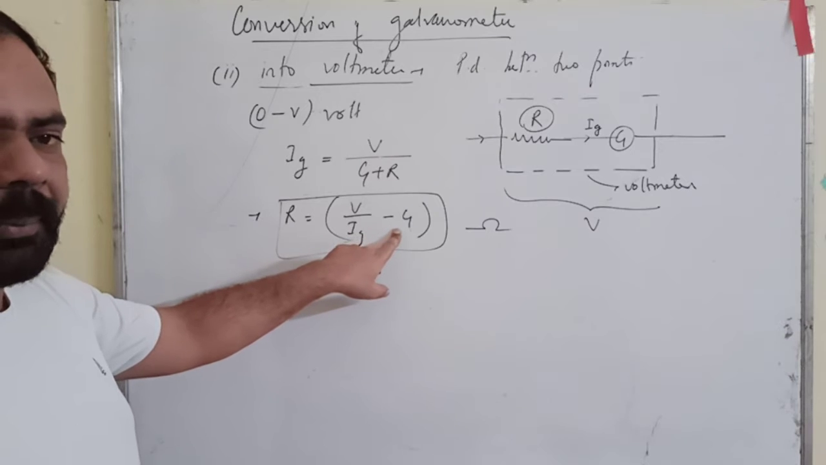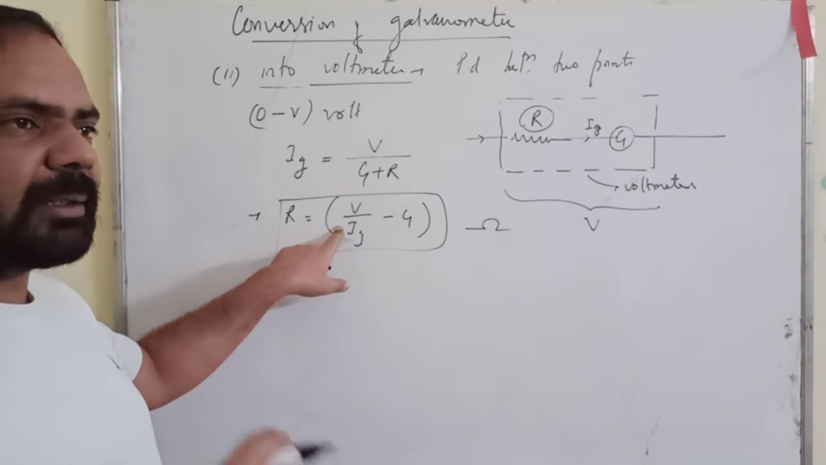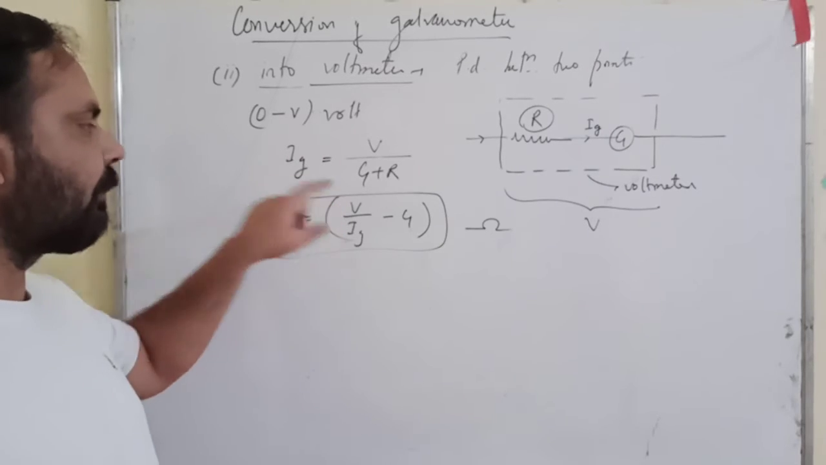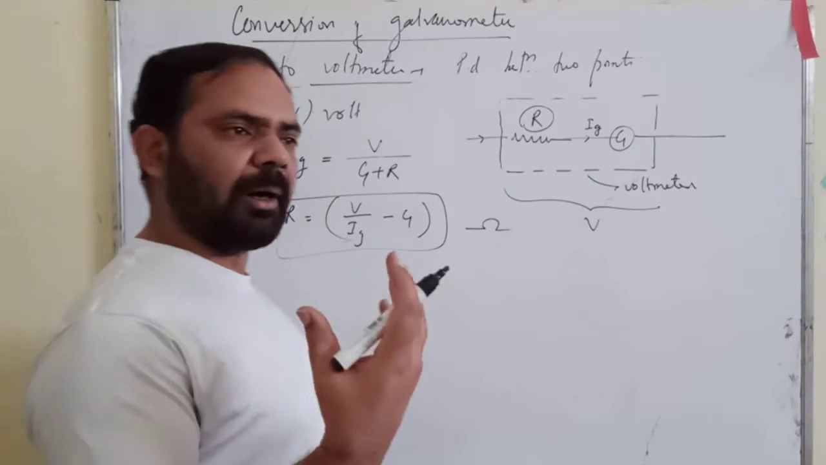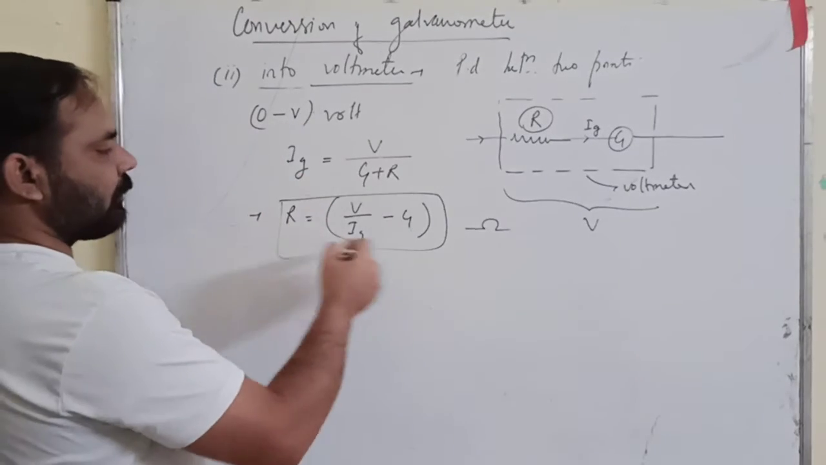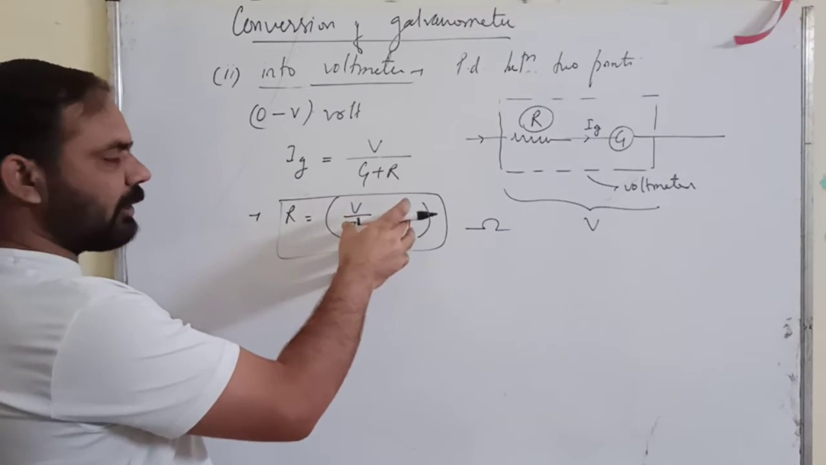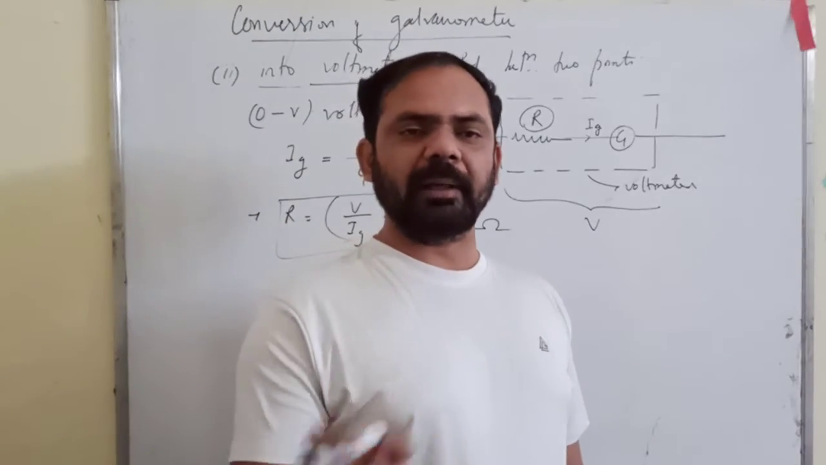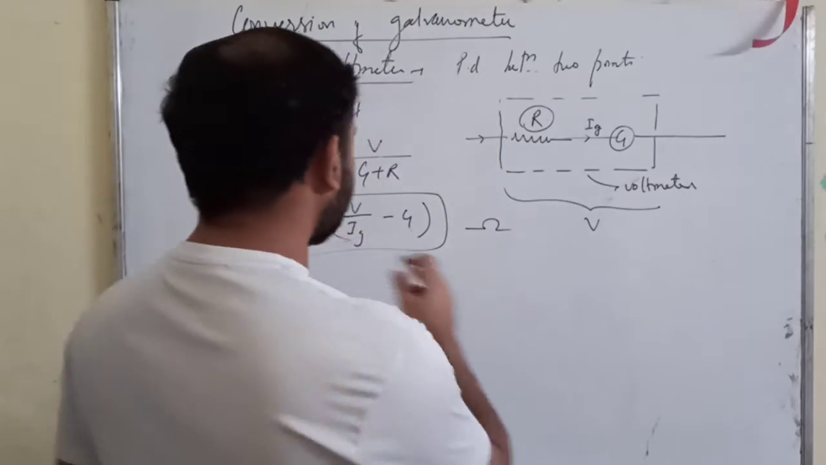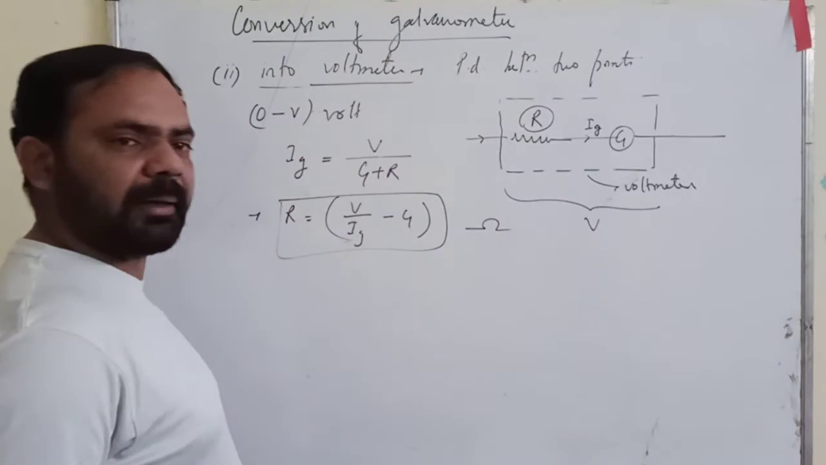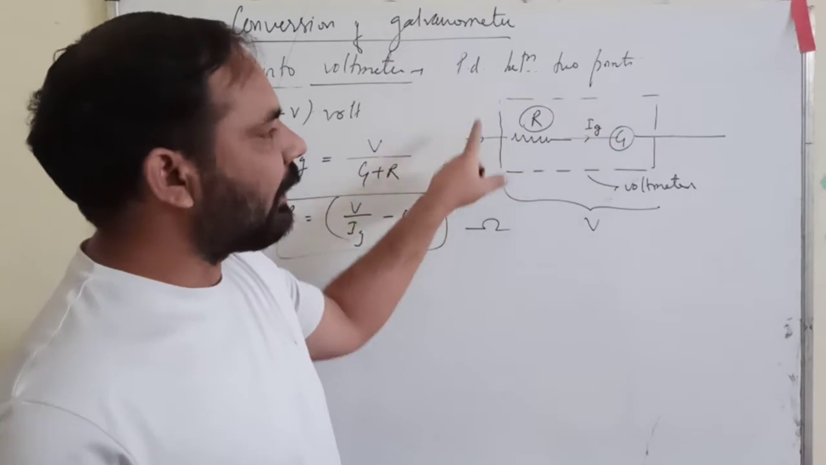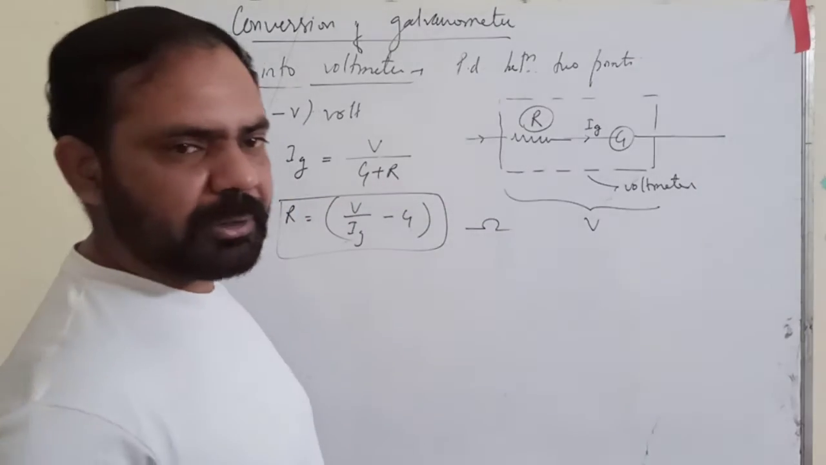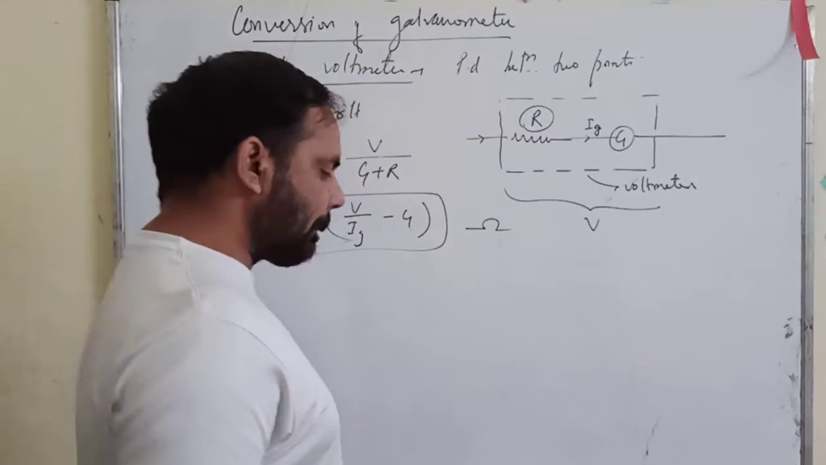Now G is the galvanometer constant, Ig is the maximum current that can pass through the galvanometer safely, and V is how many volts you want to measure. Putting these values in this formula, you can know how much resistance is needed to be connected in series. When that much resistance is connected in series to the galvanometer, the galvanometer will be converted into a voltmeter that can measure up to V volts, the required voltage. Okay.